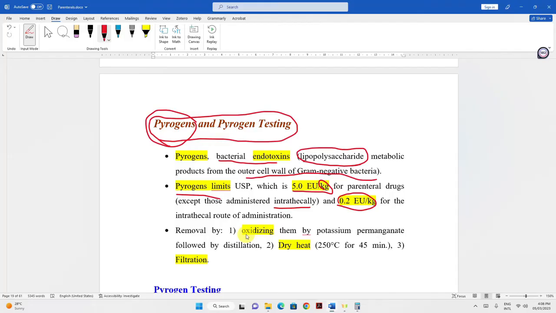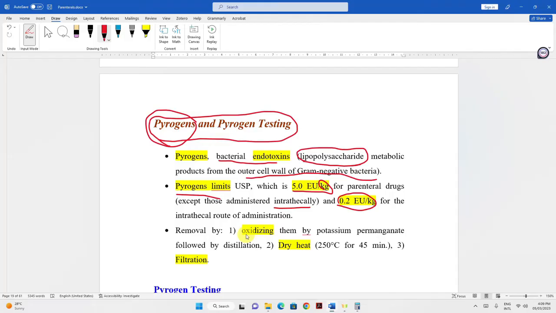So that is by oxidizing. Number two, by dry heat. If I have, for example, glassware and I want to remove pyrogens from it, then I can heat it to at least 250 degrees Celsius, for at least 30 minutes.